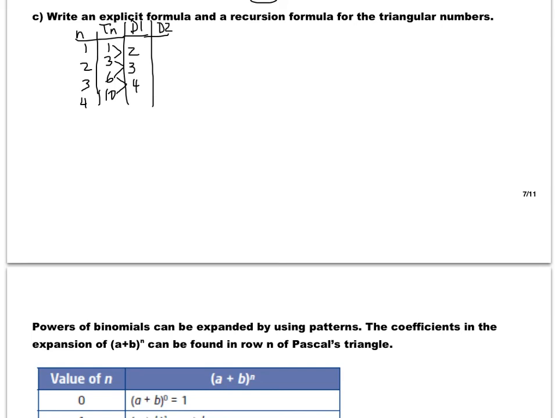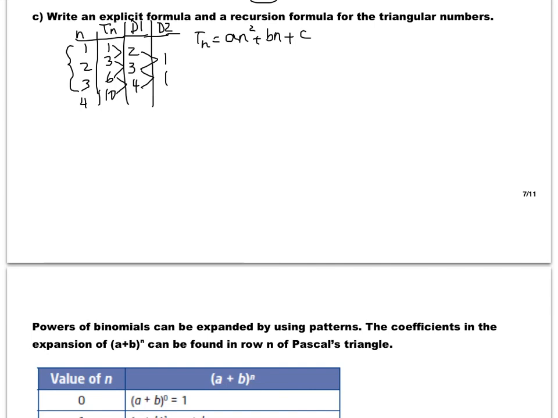Let's go and find the second differences. 3 minus 2 is 1, 4 minus 3 is 1. Since the second differences are the same, this means the relationship is quadratic. So I can write t sub n is an squared plus bn plus c. Now I have to find a, b, c. To do that, I need 3 equations to solve for a, b, c. So I'm going to pick the first 3 rows of the table of values, substitute back the values, and then solve for a, b, c.